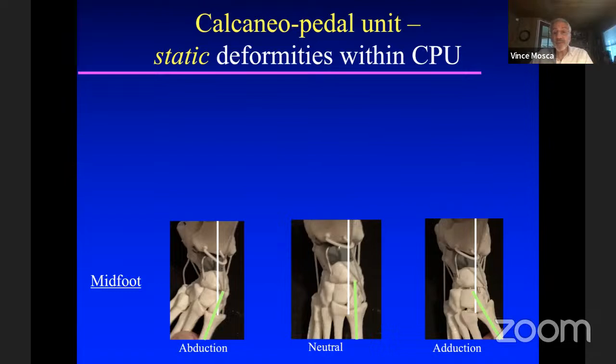No deformity of the hind foot. If you just didn't draw those lines and you looked at the picture on the right, the adduction, you might say, oh, that's a cavus varus hind foot. But I created this model such that there's no deformity of the hind foot or midfoot. This is just an angular deformity between the midfoot and the forefoot. Static deformity within the CPU is adduction.